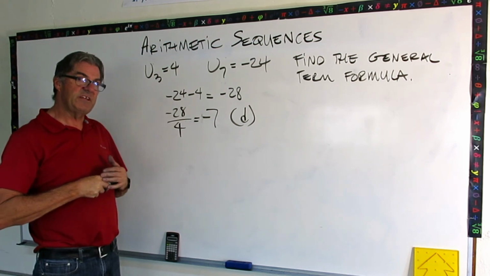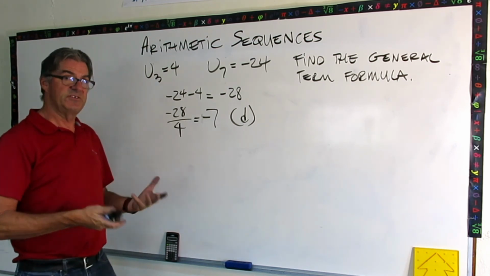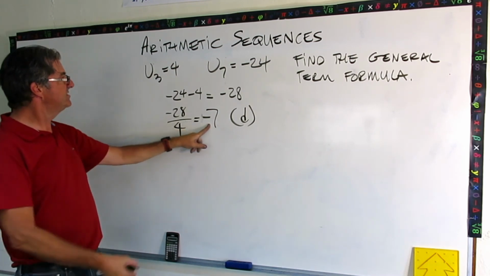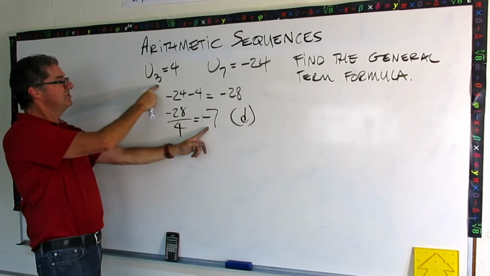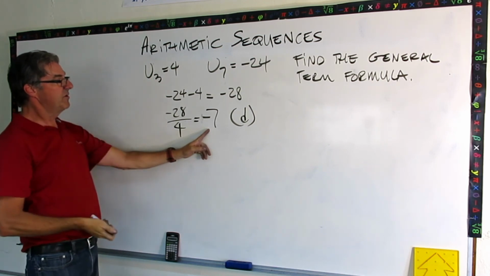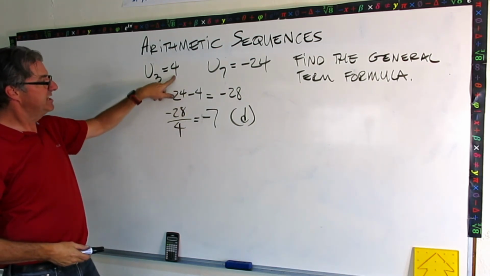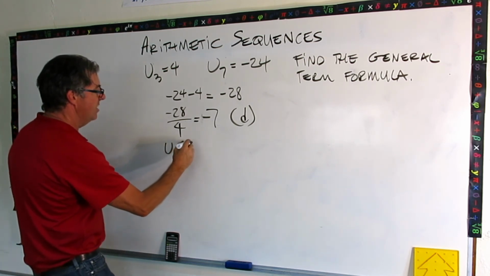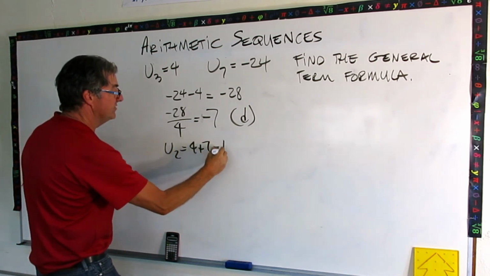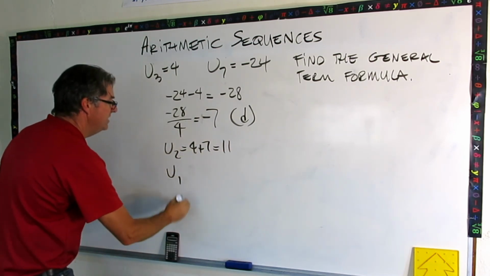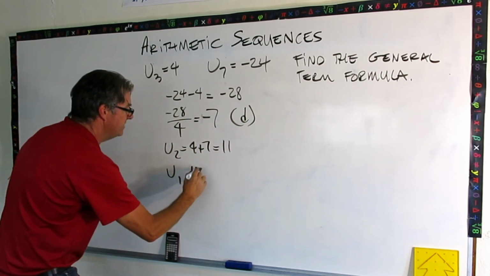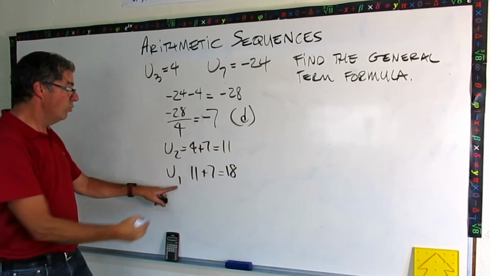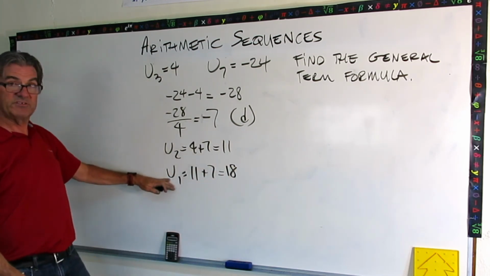Now we still need to find that first term. There are a lot of ways that you can do that. If I have negative 7 as my common difference, then I can just reel this backwards to u2 and u1. So I'd add 7 each time to get to u1. So u2 is going to be 4 plus 7 equals 11, and u1 is going to be 11 plus 7 equals 18. So now I know my u1. I just worked it backwards to get that.